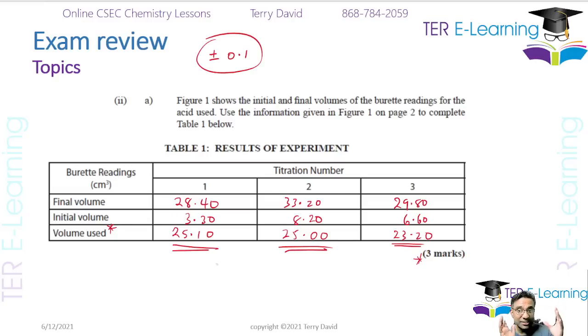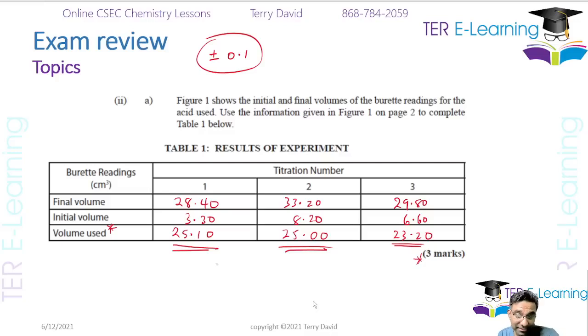Now this is the reasoning that you're using, and CSEC expects us to do that. So you're looking at the data, and you have to decide which values you're going to use in order to work out the average, right? So the 25.1 and the 25.0, those two differ by 0.1. Therefore, I'm going to use those two values to determine the average volume to use. I am going to ignore the last value.